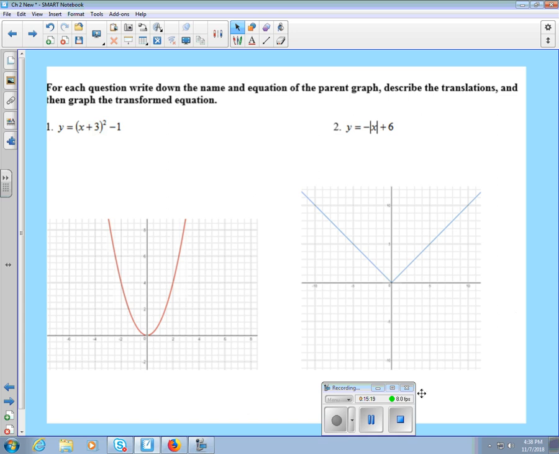So try to take a look at your homework. I tried to go mostly with puzzles. See if you can look at the equation and figure out what kind of transformation is occurring on it.